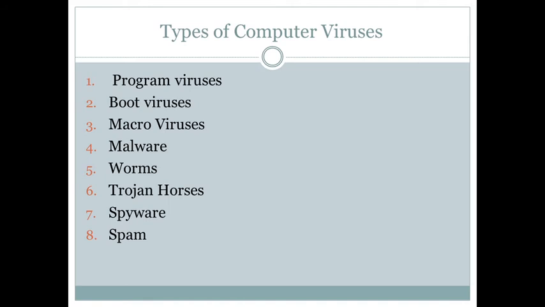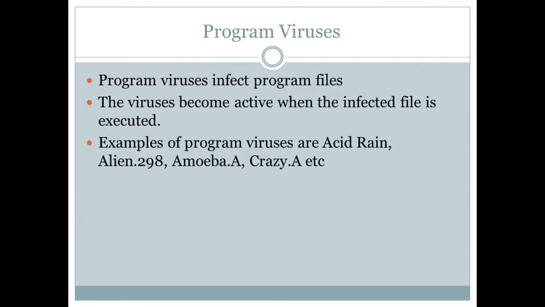There are different types of computer viruses: program virus, boot virus, macro virus, malware, worms, trojan horse, spyware, and spam. These are the 8 types of computer viruses. Today we have to discuss the first one, the program virus.